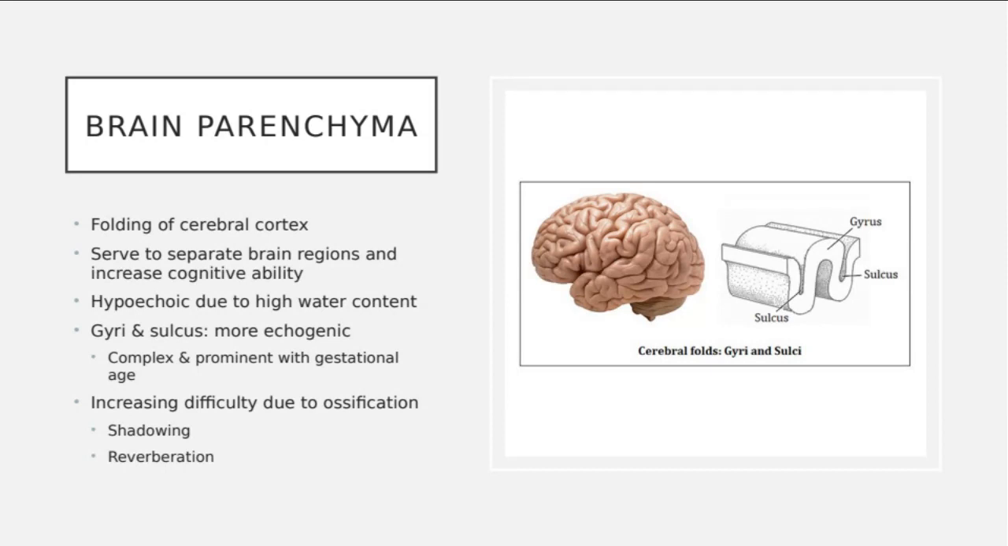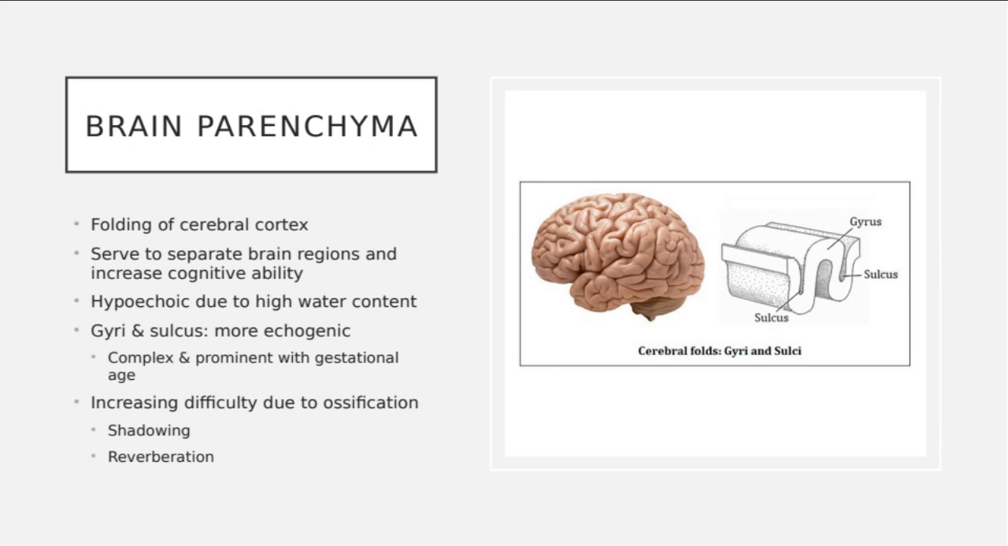So this is when we have the folding of the cerebral cortex, our standard appearance of what our brain tissue is known to look like. We know that we have gyri and sulci, so that is the peaks and the valleys of that cerebral tissue, that cerebral parenchymal cortex. A lot of different interchangeable terms there. It's going to serve to also separate brain regions and increase cognitive ability. So basically, if we had all one type of tissue and it was all smooth, with no differentiation between it, we wouldn't have as many complex capabilities as we do as normal functioning human beings.